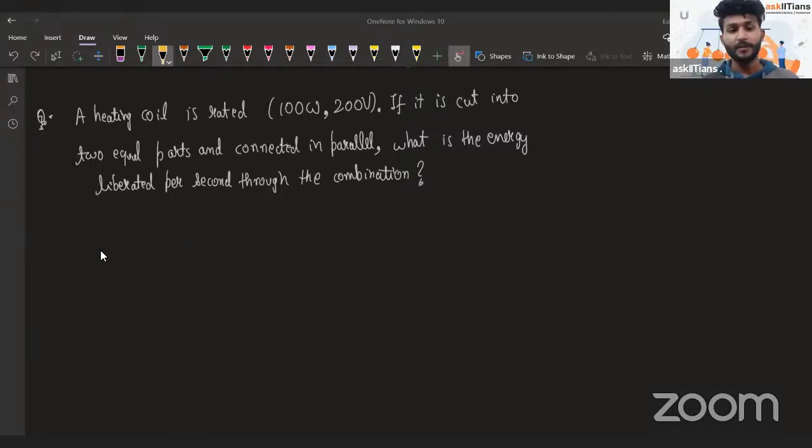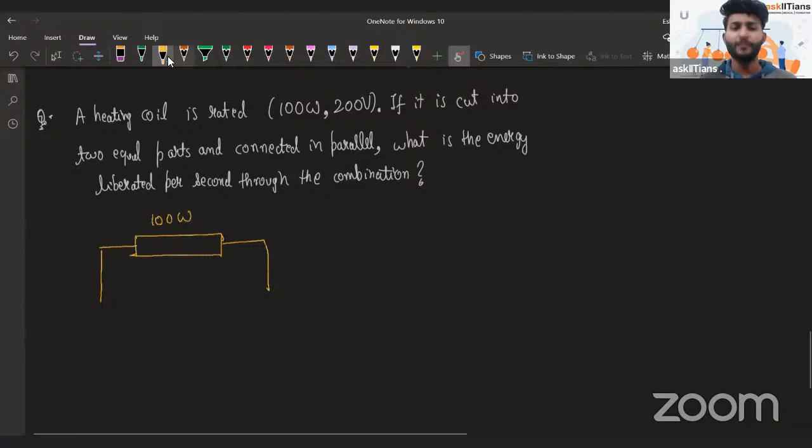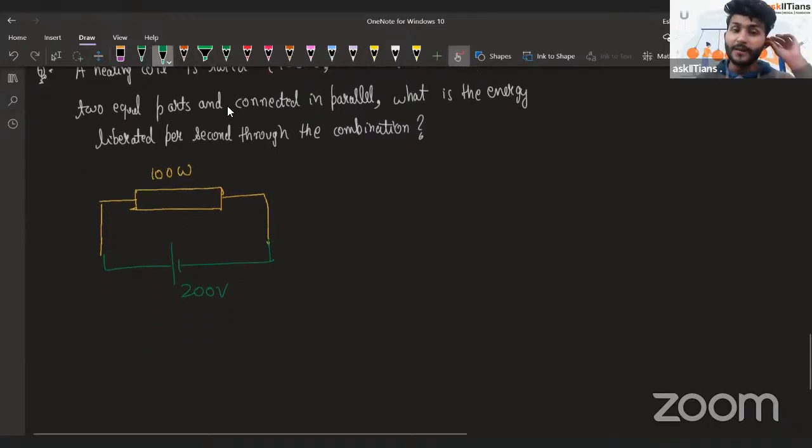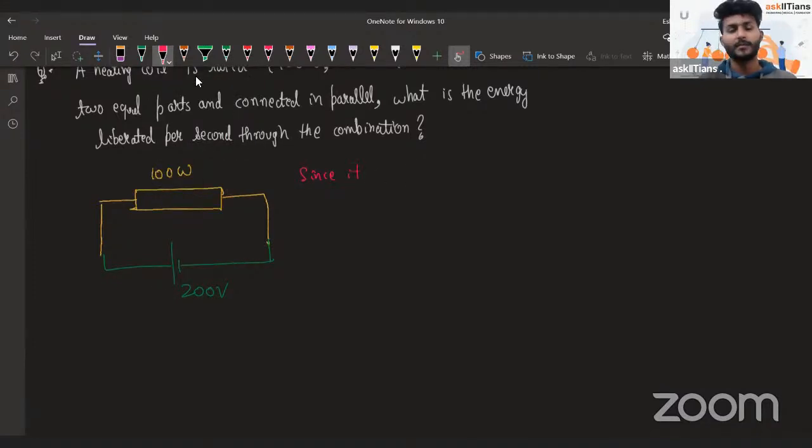See, guys, here, what is the question? Here they're saying there's a heating coil which will give out 100 watt of power if it is connected to 200 volt. That is the meaning of 100 watt, 200 volt: if it is connected to 200 volt, it will give out 100 watt of power. Now, first of all, we should find the resistance of this heating coil.